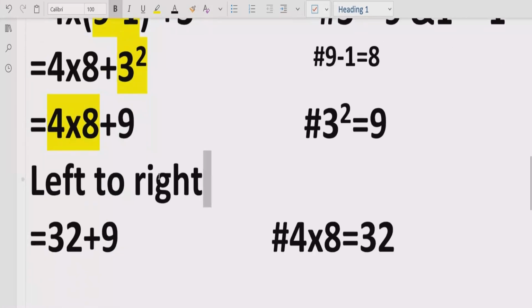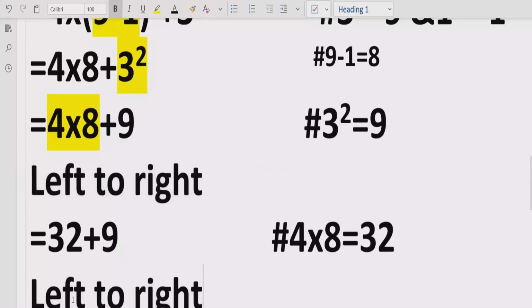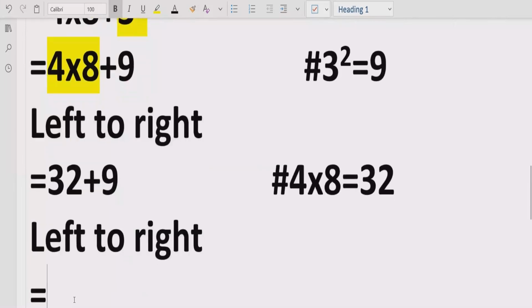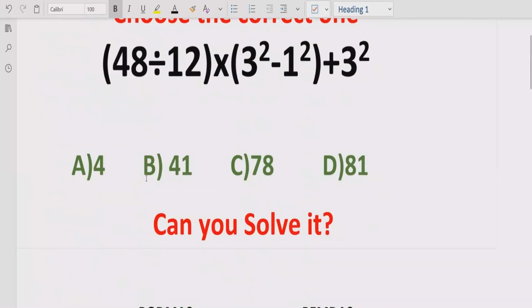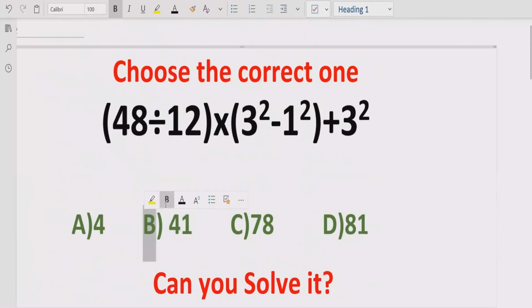Now we have here 2 terms which are adding each other. So we will add both of them and get the answer 41. So the answer of the given expression is 41. If you see the answer list, answer B is the correct answer of this expression. So I hope you understand how you can solve the given expression using PEMDAS and BODMAS method and find out the correct answer.